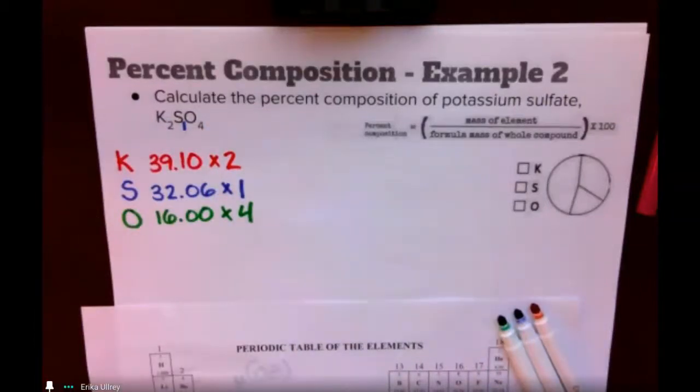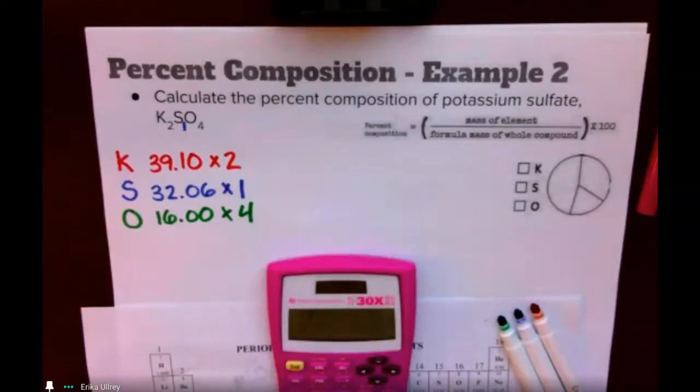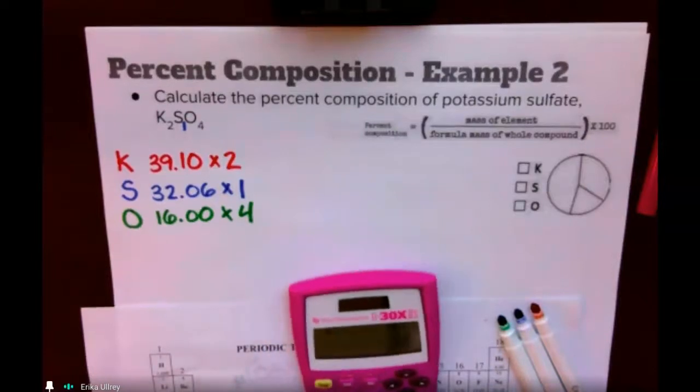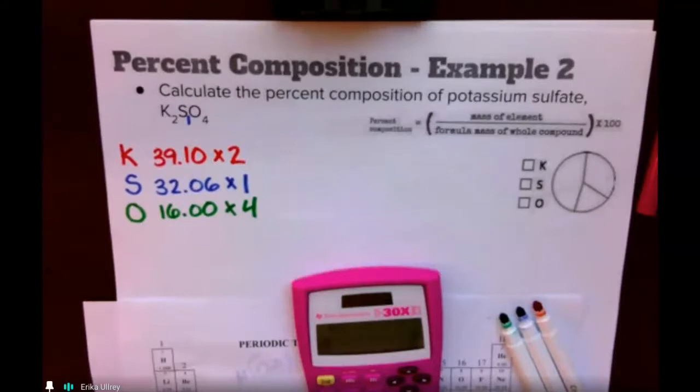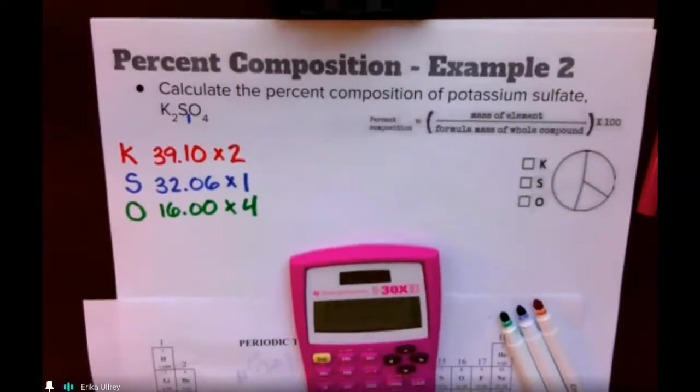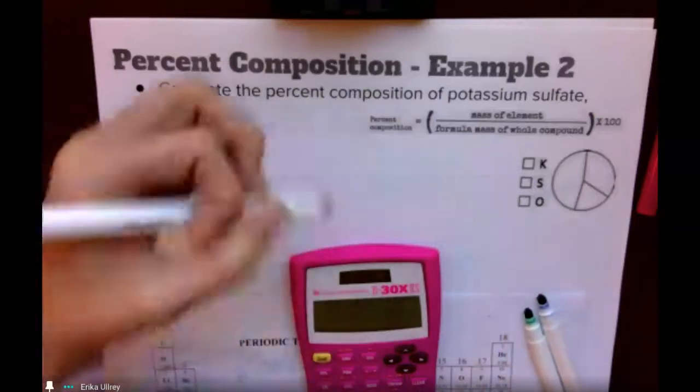Thank you for your help. Yeah. It's okay. That's how we learn, right? Talking it through. So I'm just going to multiply those. So 39.1 times 2 equals 78.20.